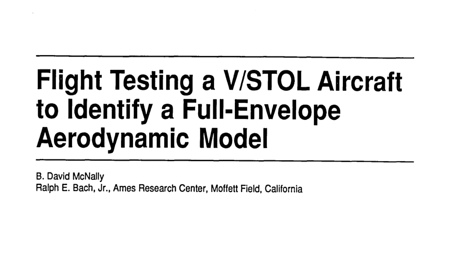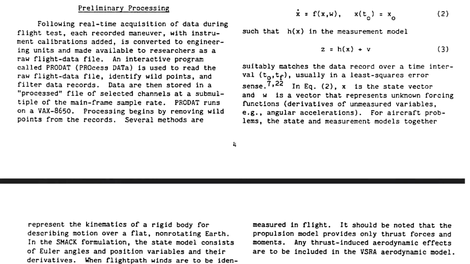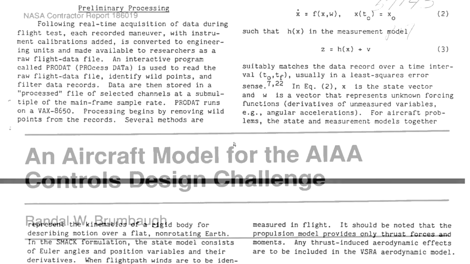12. Another NASA technical memorandum from 1988 was called Flight Testing of V-Stall Aircraft to Identify a Full Envelope Aerodynamic Model, where they flight tested Harrier jets transitioning from hover to conventional flight and back to hover. On page 5, the document confirms that, for aircraft problems, the state and measurement models together represent the kinematics of a rigid body for describing motion over a flat, non-rotating Earth. For an organization that vehemently denies that Earth is a stationary plane, they certainly like to pretend it is for their experiments and equations.